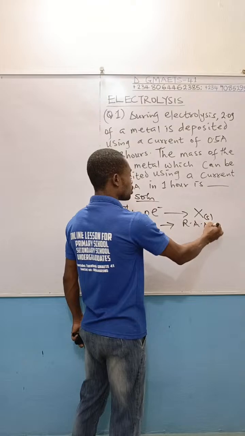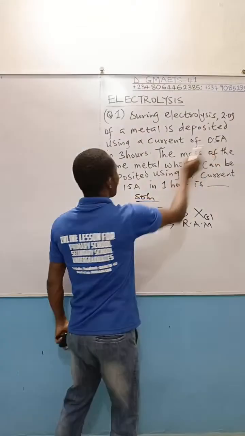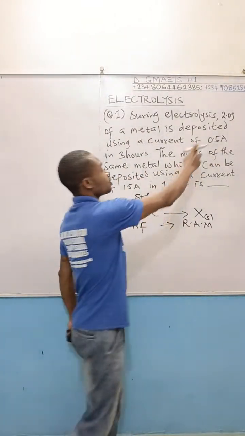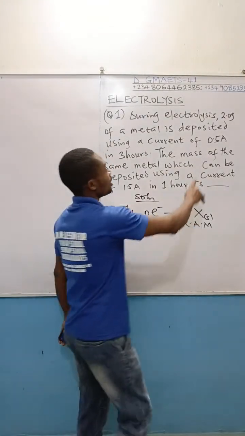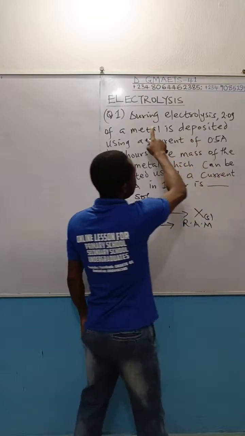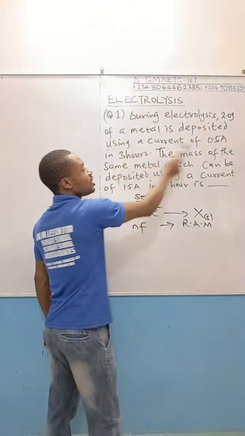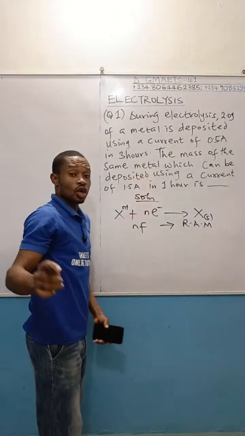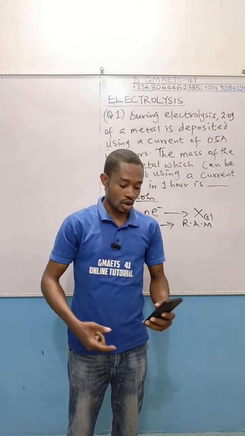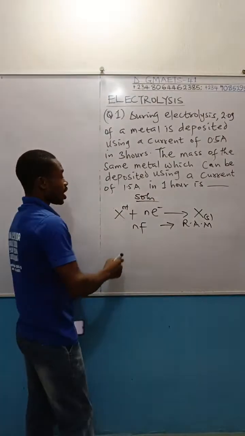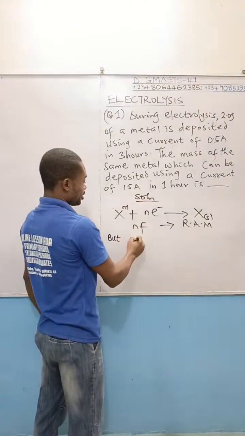But from the question, we are told this 0.5 ampere and this time, this current and the time can be used to calculate the quantity of electricity that was used to deposit this metal. They said during electrolysis, 2 grams of a metal is deposited using this quantity of electricity. I've told you already that quantity of electricity is equal to I times T. I mentioned it in a brief summary before I started. So we know that Q equals I T.